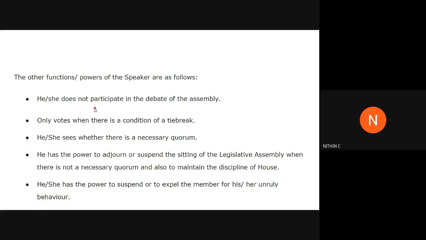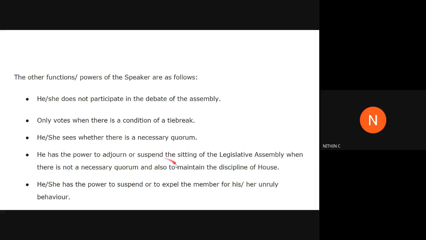One thing is with respect to the voting right of speaker. Speaker will not be taking part in the voting procedures normally, but when there is a tie break, he votes. And he also sees whether there is the necessary quorum. Quorum in the sense, the necessary number of members required to take a decision or vote are there in assembly or not. That will be seen by him.